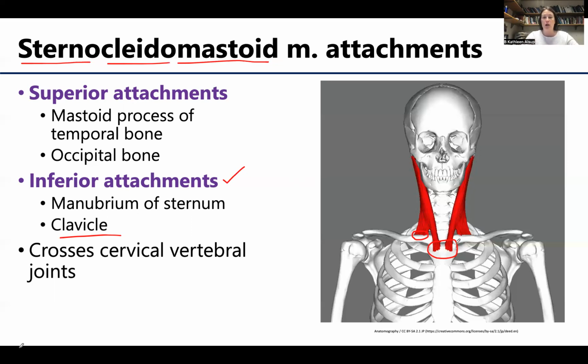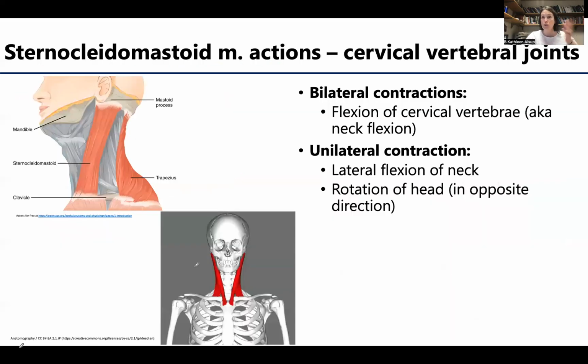And as you can see here, these muscles cross those cervical vertebral joints. So that's indicative of which joints these muscles will affect when they contract. So with bilateral contractions, so contractions of both of the sternocleidomastoid muscles, you can have flexion of the cervical vertebrae. With unilateral contraction, so contraction of just one of the sternocleidomastoids, you can have lateral flexion of the neck and also rotation of the head in the opposite direction.